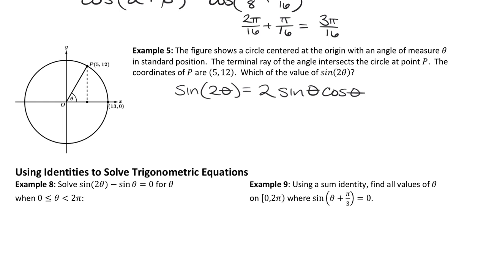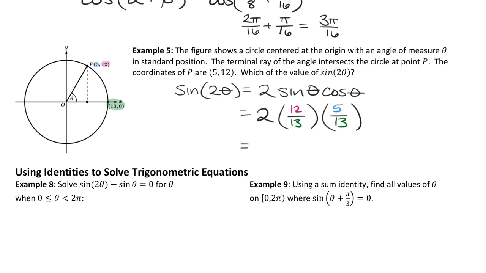We don't know the angle though, so it feels like we're stuck. However, we have the coordinate point P and the radius of this circle. What's the radius of this circle? 13. What's the x coordinate of this point P? And then we can go back and use our definitions of sine and cosine from the very beginning to answer this question, which means I'm going to do 2 times sine. Well, sine is y over r. And then cosine. Cosine is x over r.